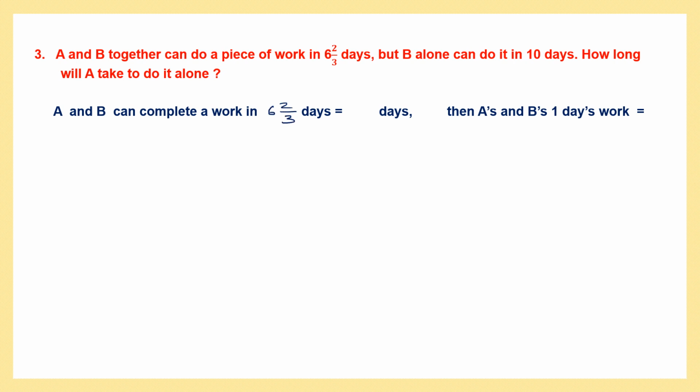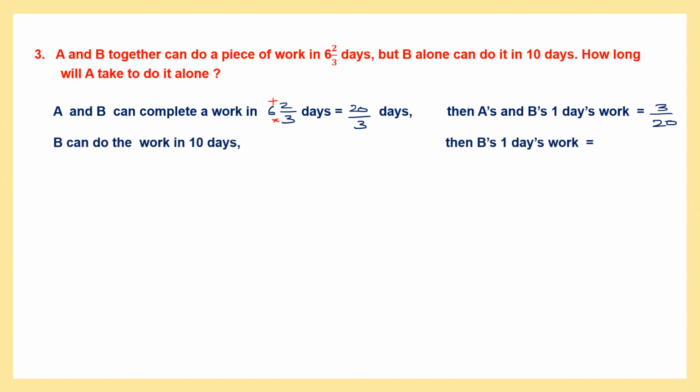That means A's and B's 1 day's work will be the reciprocal of this. So we need to convert that. 6 2/3, when you convert, we multiply 3 sixes are 18 plus 2 is 20. So that is 20/3 days. Then A's and B's 1 day's work will be the reciprocal, which is 3/20. So this is A's and B's 1 day's work.